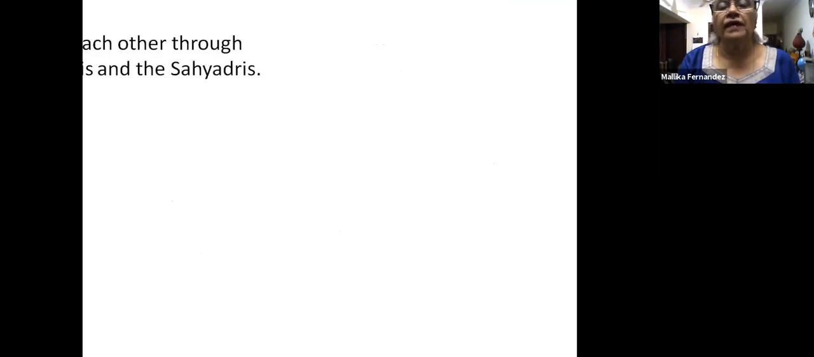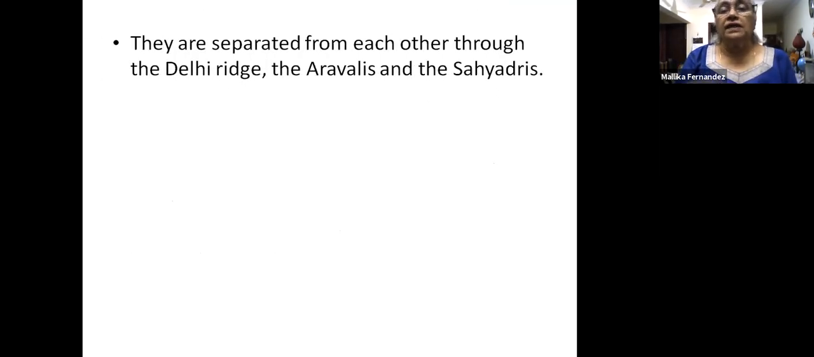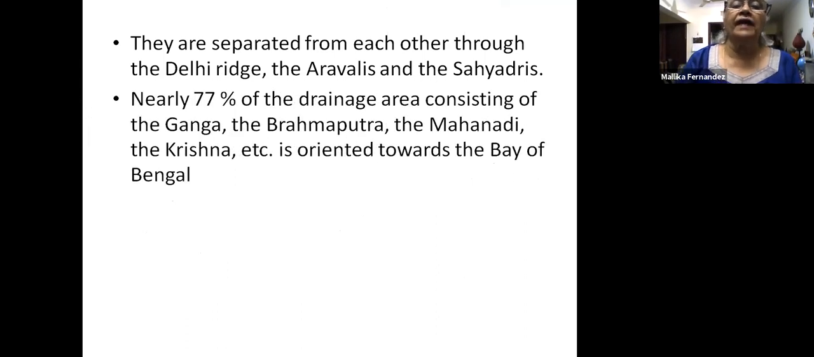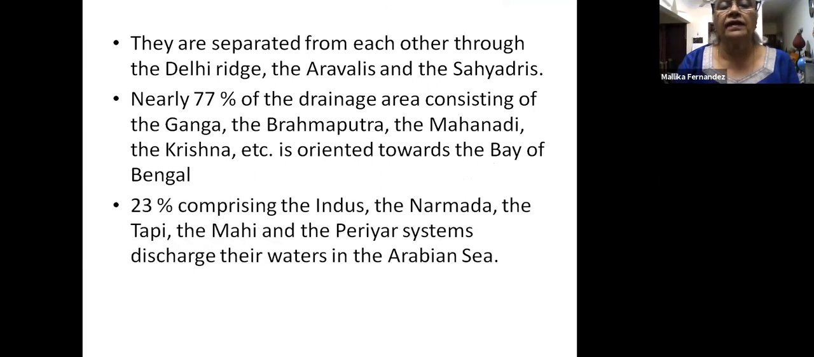Okay, right. So these are separate. Start from what we call the Delhi Ridge. Then you have the Aravallis. Then you have the Western Ghats or the Sahyadris, right? And 77% of the drainage is oriented towards the Bay of Bengal, and 23% is oriented towards the Arabian Sea, right?